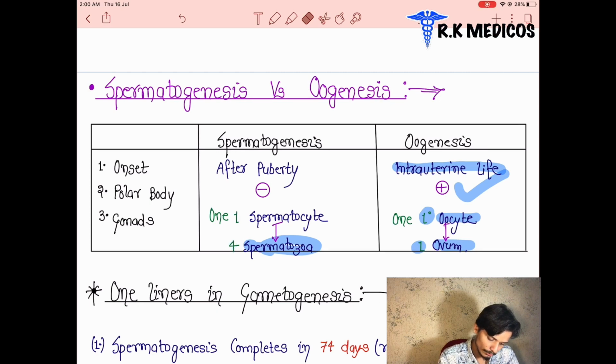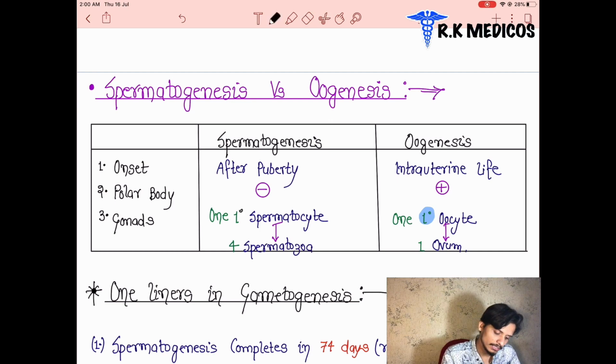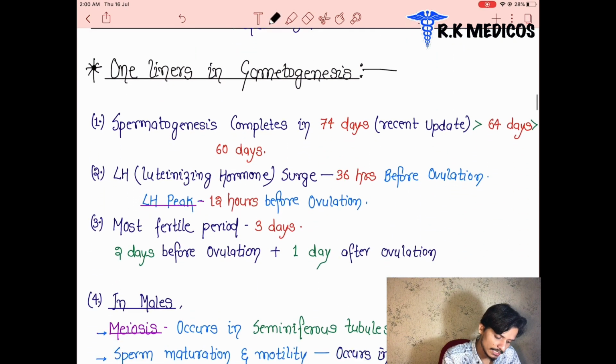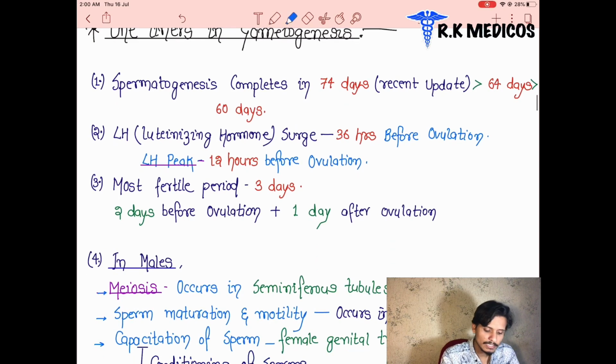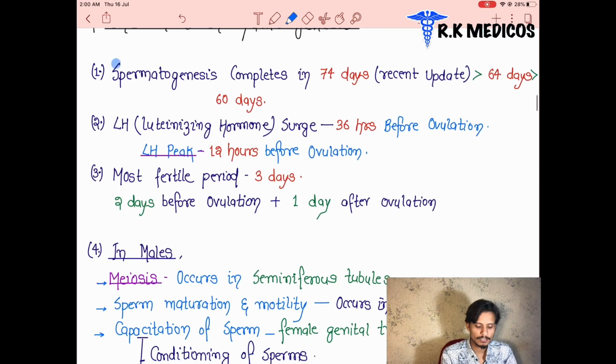In the next section we are going to see the one-liners in gametogenesis. What is a one-liner? They are important points here. Spermatogenesis completes in 74 days. In some books this is the recent update, 74 days. In older books there is also 64 days or 60 days.